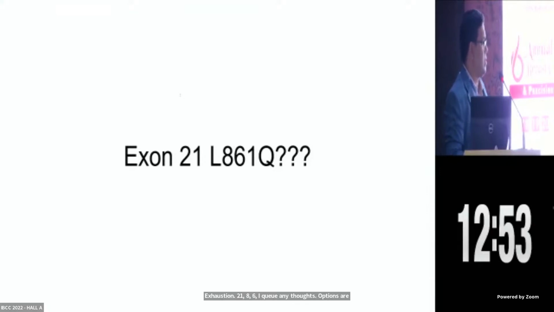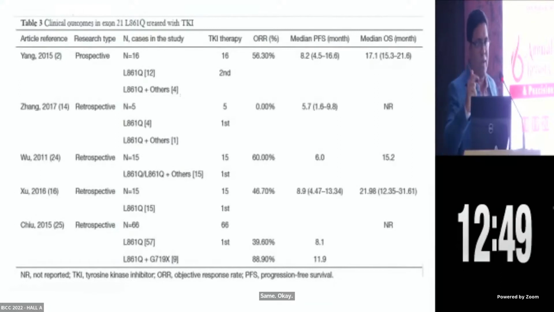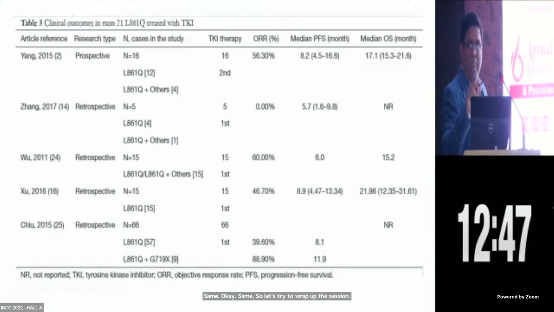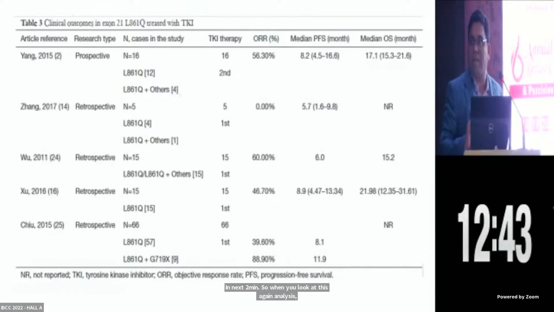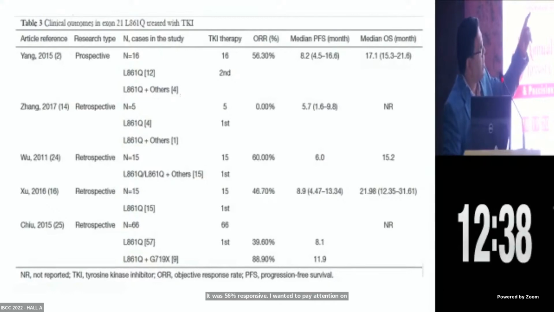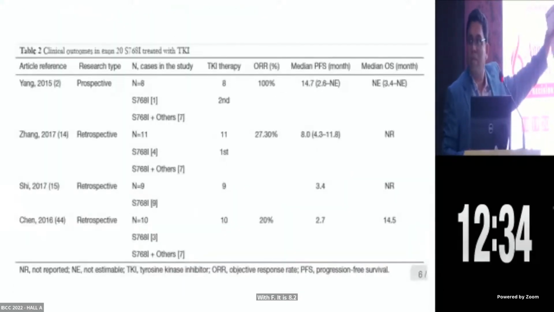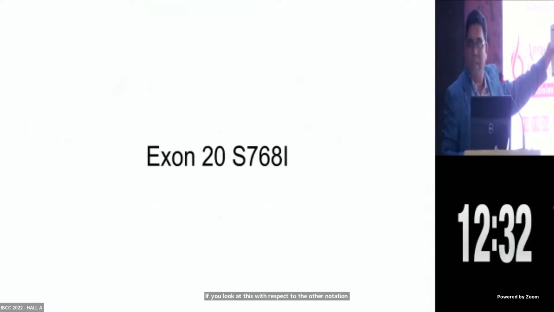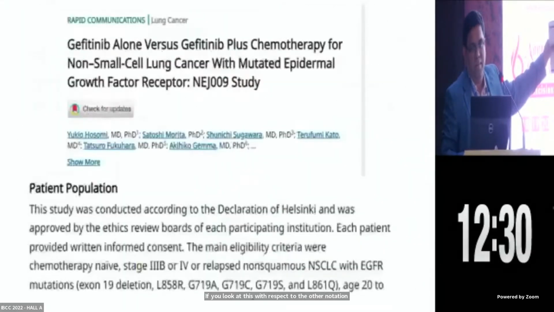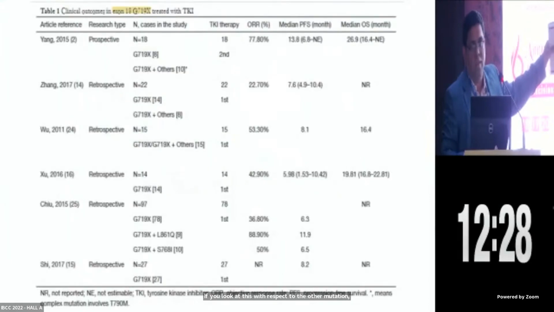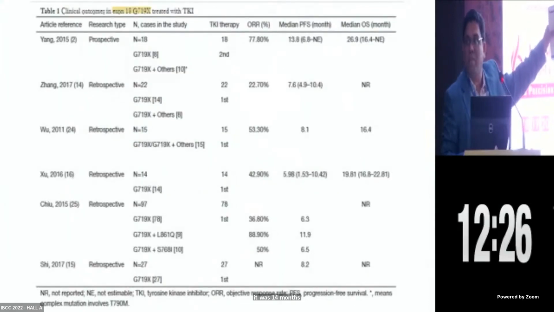Same, sir. Okay, so let's try to wrap up the session in the next 2 minutes. When you look at this analysis again, you can see that afatinib gives a 56% response rate. I want you to pay attention to the median PFS with afatinib. It is 8.2 months for this mutation. If you look at the other mutations, it was 14 months, and again with the other mutation it was 14 months.